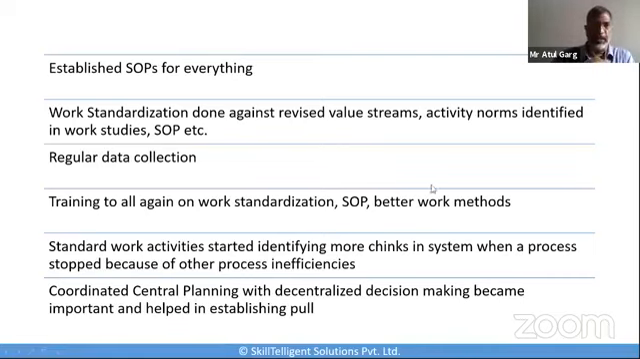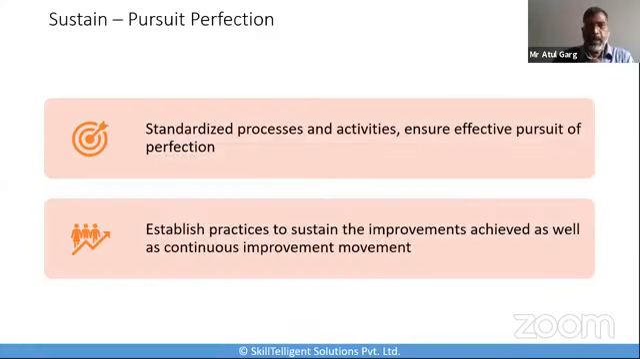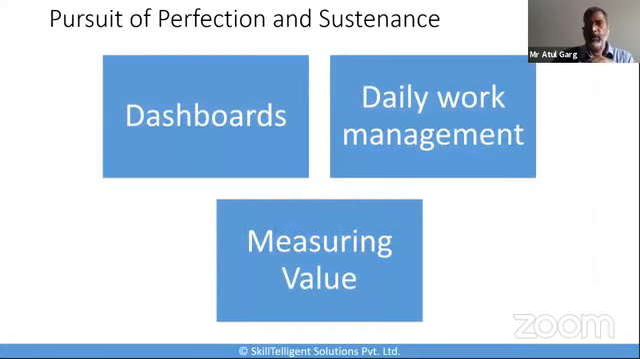So this is what we established over there. The last one was the sustain. And if we again look from the lean perspective, sustain or sustenance would mean that we are pursuing perfection all the time. This will mean that standardized processes and activities will always ensure the effective pursuit of perfection, and establishing practices to sustain the improvements achieved, as well as a continuous improvement movement, is also very important to sustain the efforts. Okay. So again, we did several things to ensure that we work to perfection.